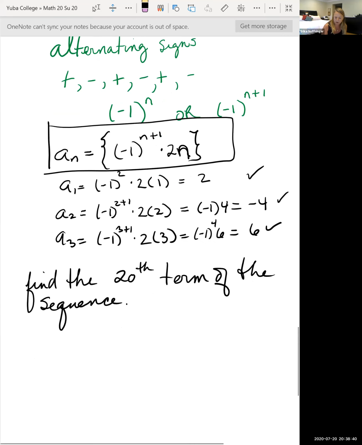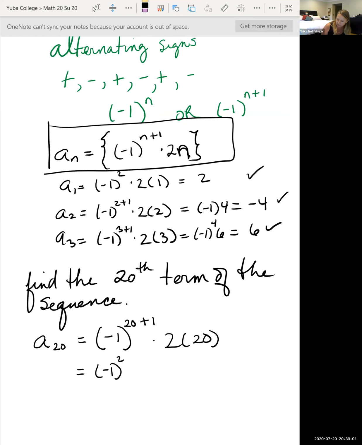And so all we have to do now is plug in 20 wherever we see n in our sequence. If we did that, we have -1 all raised to the 20 plus 1 power times 2 times n, which is 20. And so this is equal to -1 to the 21st power times 40. This is an odd power raising -1 to, so that's going to be -40.